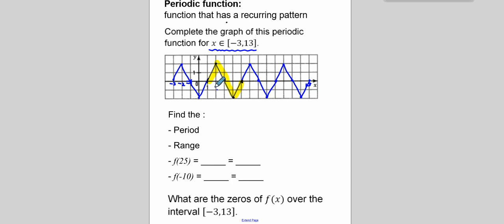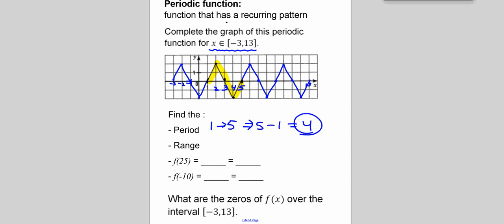So this is 1, 2, 3, 4, 5. So it goes from 1 to 5. If you want to find how long it is, you could do 5 minus 1, that equals 4. So the period is 4. It means it's going to repeat every 4.